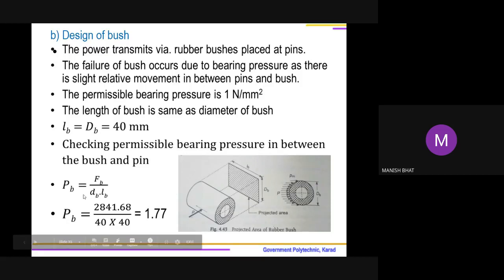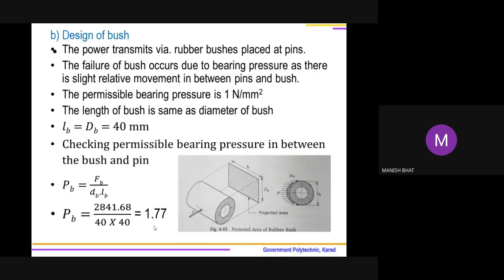Otherwise, what I can do is put PB equal to 1. 1 equals force upon dB into LB. Both are the same. So PB is equal to force upon dB square. Correct? Find dB. Whatever dB you get, you will finalize as the outside diameter of the bush. Are you understanding this procedure? As bearing pressure is more, failure of the bush will take place due to bearing pressure.